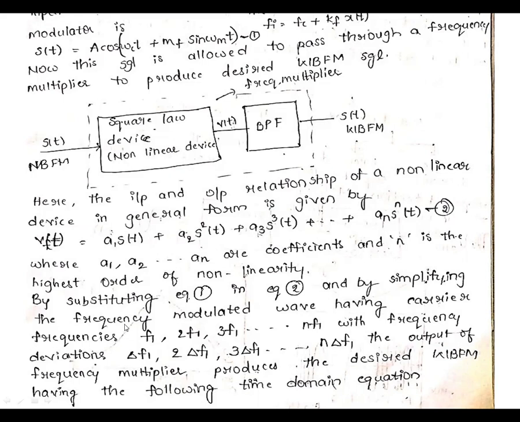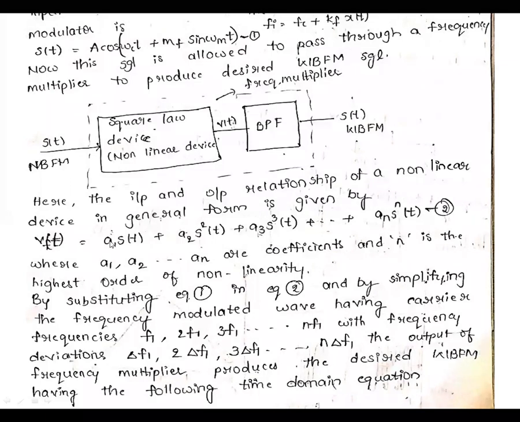Now the input and output relationship of the non-linear device is generally given as follows. V(t) is the non-linear device output, and V(t) equals A1 S(t) plus A2 S squared(t) plus A3 S cubed(t) plus so on, up to An S to the power of n(t). This is the non-linear relation with the input signal. What is the input signal here? S(t) is the input signal.